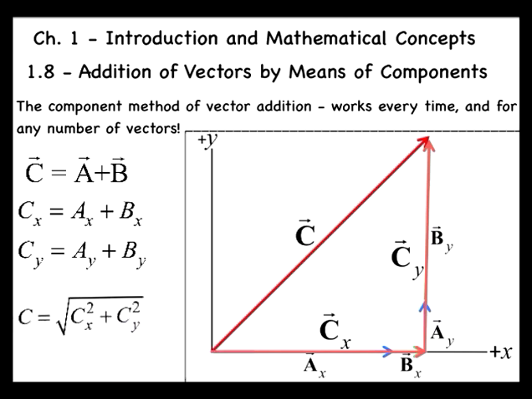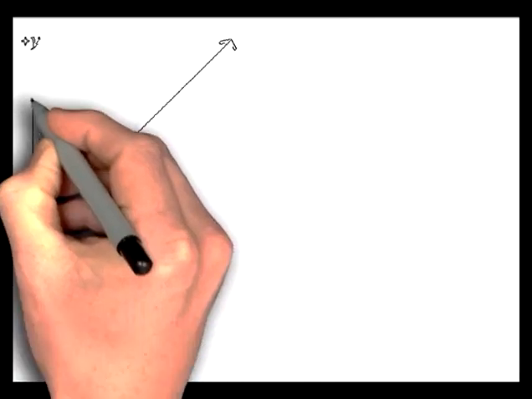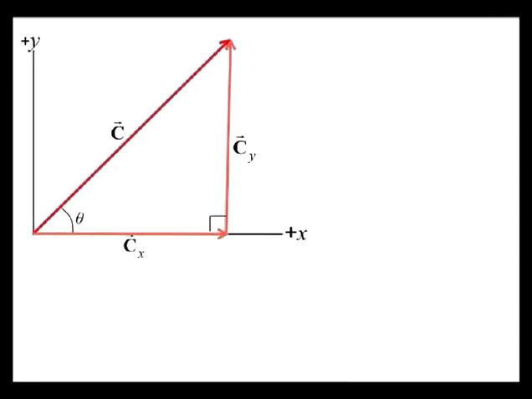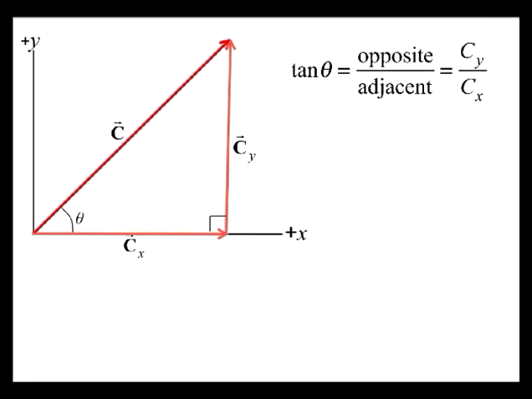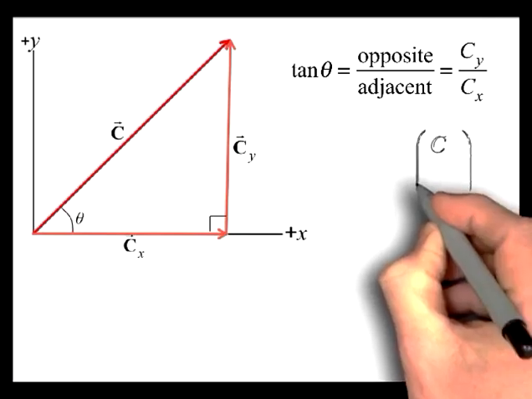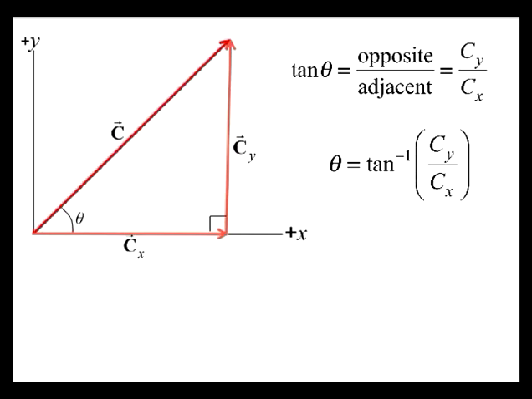To completely describe the resultant vector c, we also need to specify its direction. It is common to use the angle that is relative to the x-axis. Here we've called it theta. Since we know the magnitudes of all three sides of the right triangle in the figure, we can use whichever trigonometric function we want. Let's use the tangent function, so that tangent theta is equal to the opposite side c sub y divided by the adjacent side c sub x. Theta is then found by taking the inverse tangent of c sub y over c sub x.